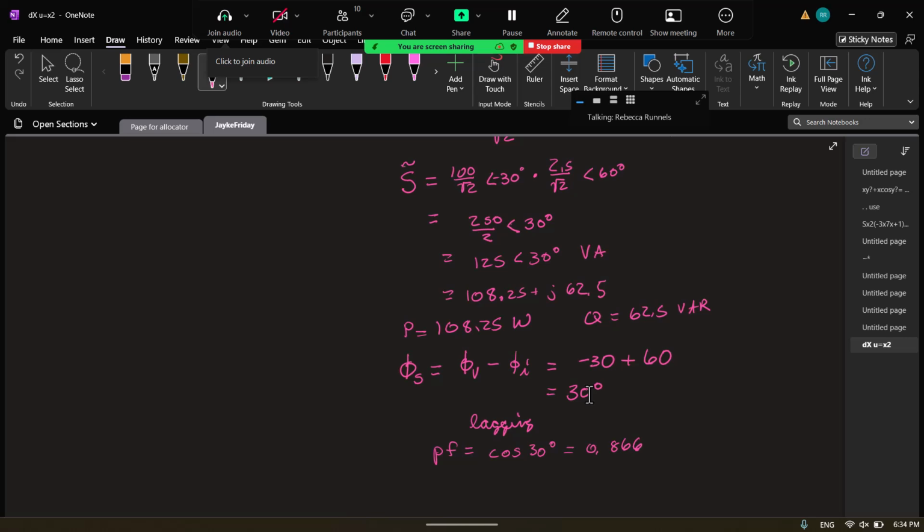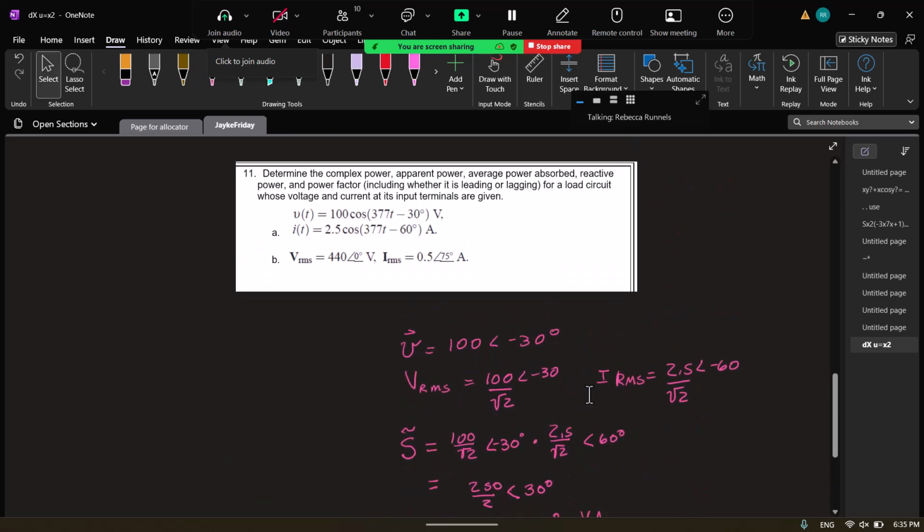Any questions on that? Everyone see how to do it? Okay. All right. So the next one is easier. We have our voltage. It's already given in RMS, and so our apparent power is 440 angle 0 degrees times 0.5 angle negative 75 degrees. So that's 220 angle negative 75 degrees.